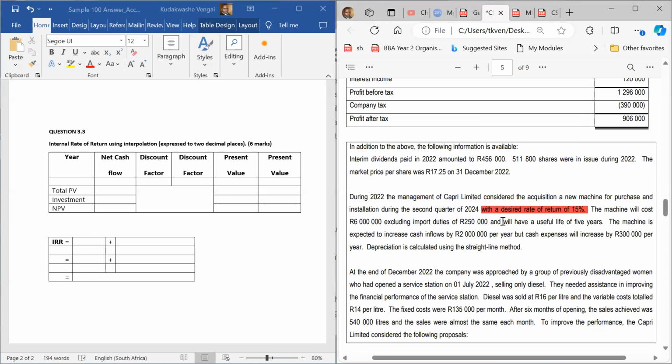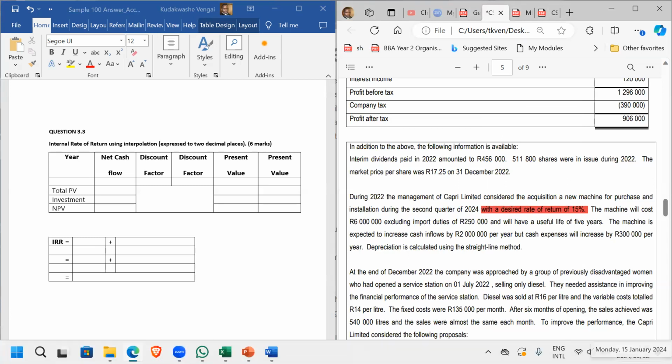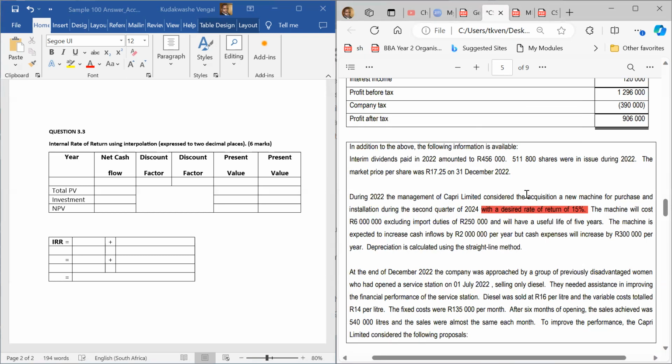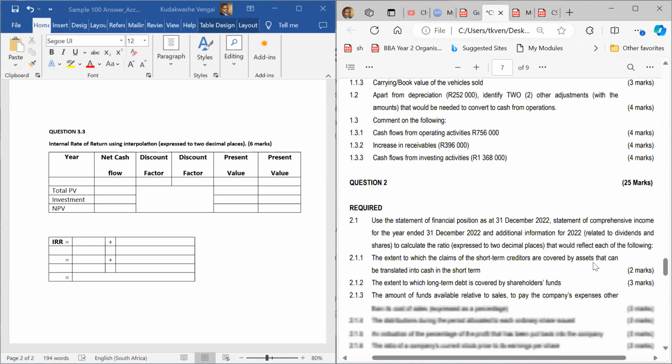It says here that the desired rate of return for the project was 15%. So that's the required rate. That's what you should aim for. So you take your internal rate of return and you compare it to this. If your internal rate of return is above 15%, invest in the project. If it is below 15%, do not invest in the project. That's basically why you need the internal rate of return. But how do you calculate the internal rate of return is what we want to do.